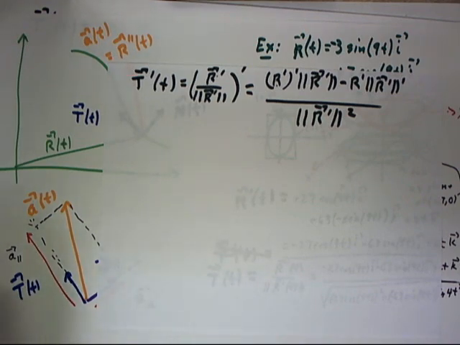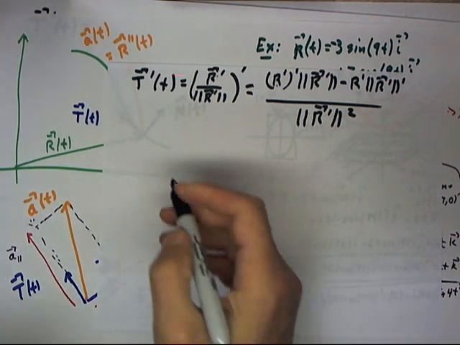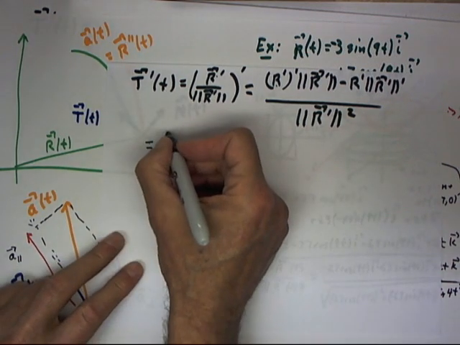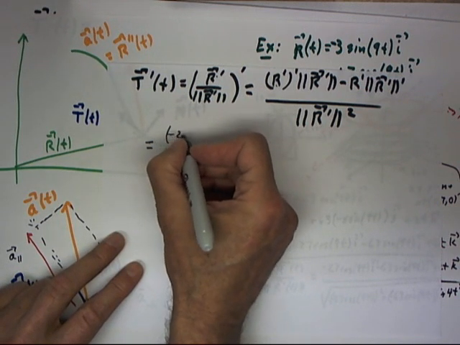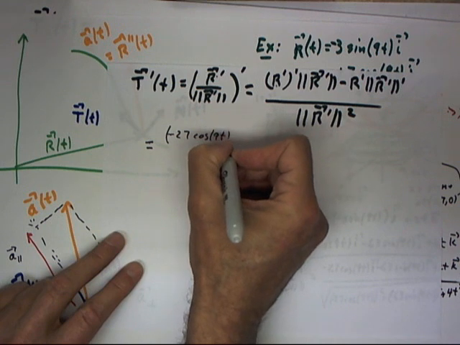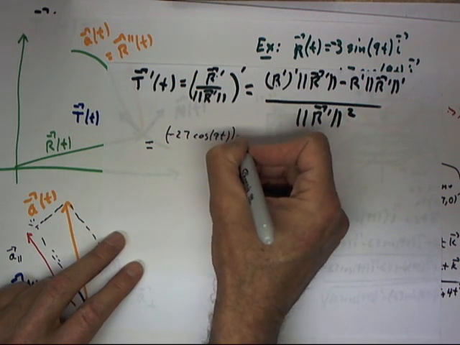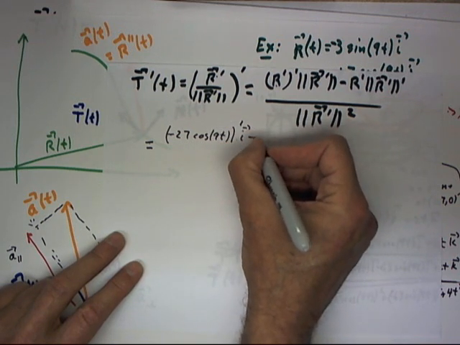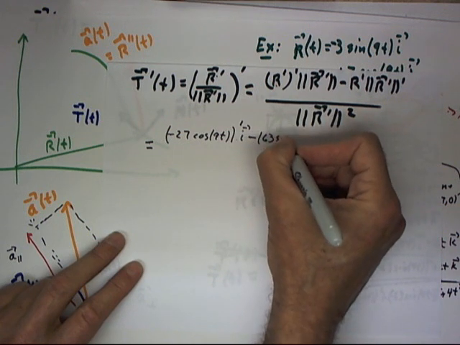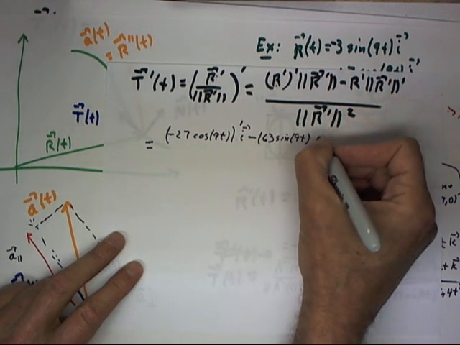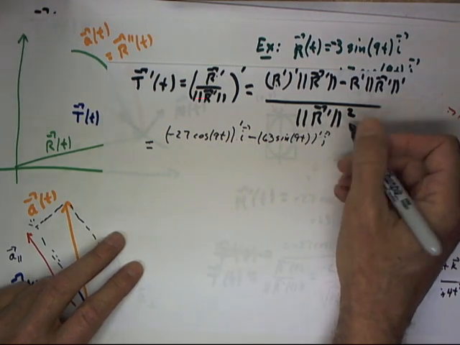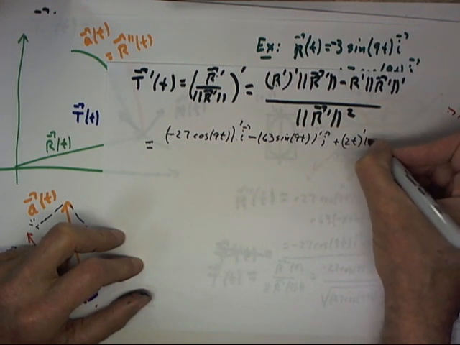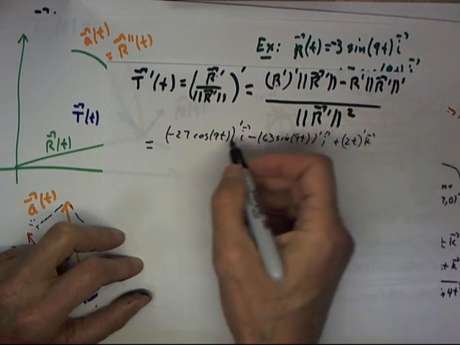And that's going to come out. I'm going to switch to a smaller pen here, or sharper pen. Okay. Negative 27 cosine of 9t prime times i, minus 63 sine of 9t prime times j, plus 2t quantity prime times k, where the prime indicates derivative with respect to t.